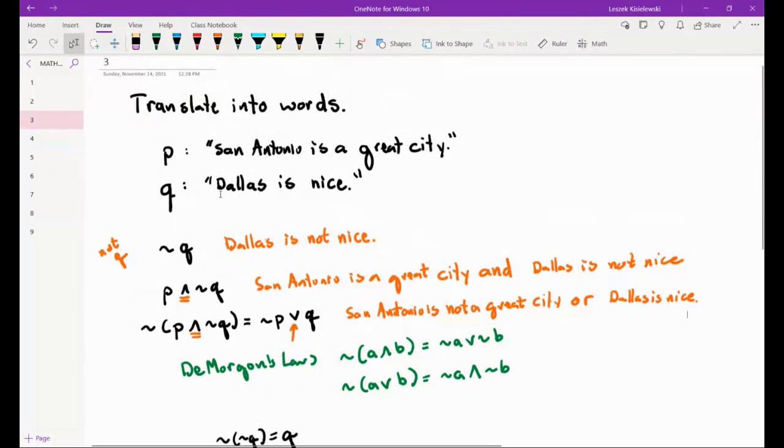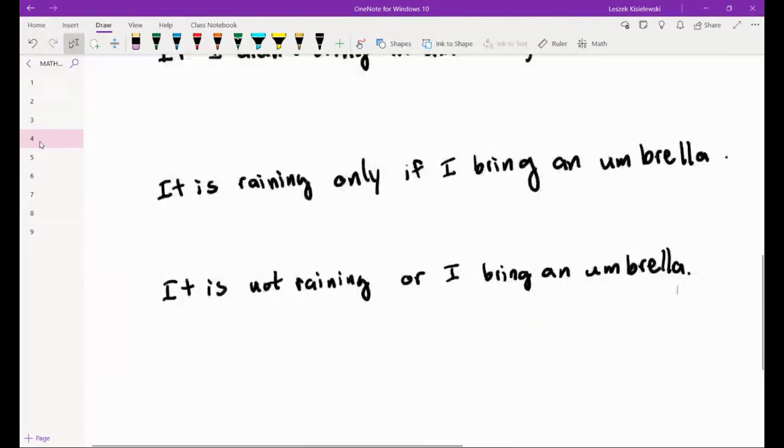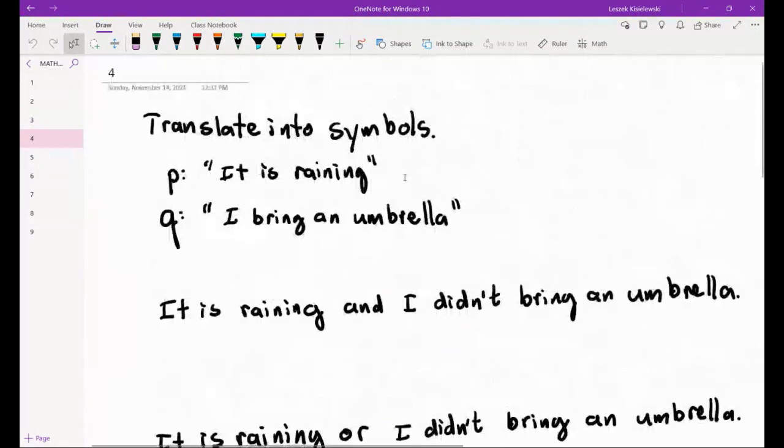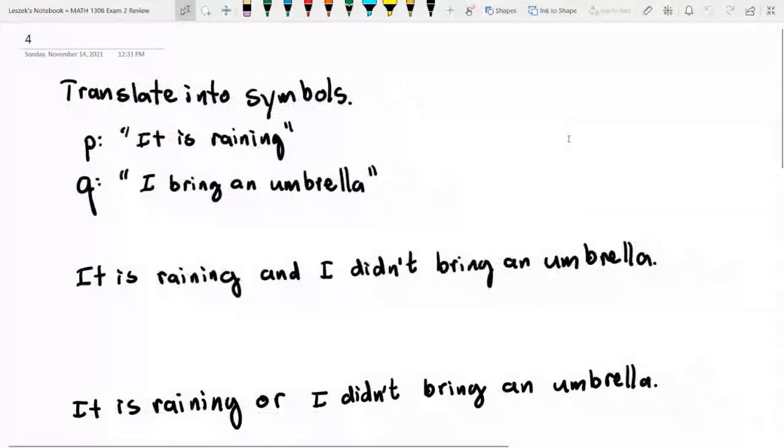And so you can imagine that if you're supposed to translate symbols into words, there should be a problem where you're translating words into symbols as well. So we're going to translate into symbols. It is raining is going to be represented by P, and I bring an umbrella is represented by Q.